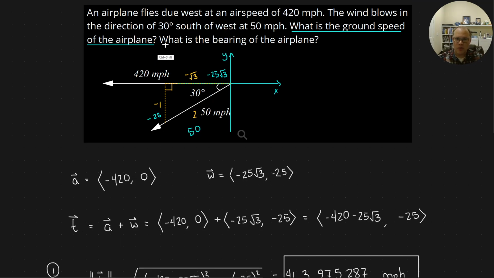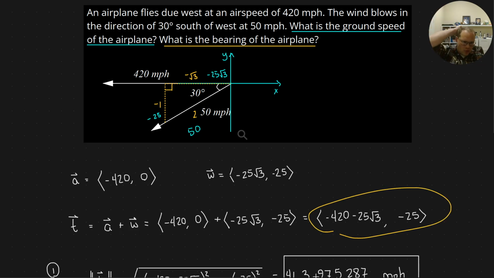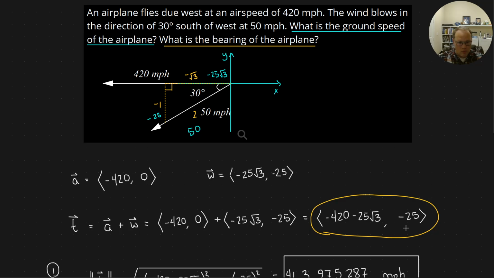Question 2. What is the bearing of the airplane? Okay, so that's the direction, and we have a direction here, and if we want to, we can normalize it, get a unit vector. But what it's really asking, they want the bearing in the same form that it was given. That is, how many degrees south of west or north of west or whatever it is, is this airplane going in? Okay, so I need to know what is the angle that this vector is moving in.